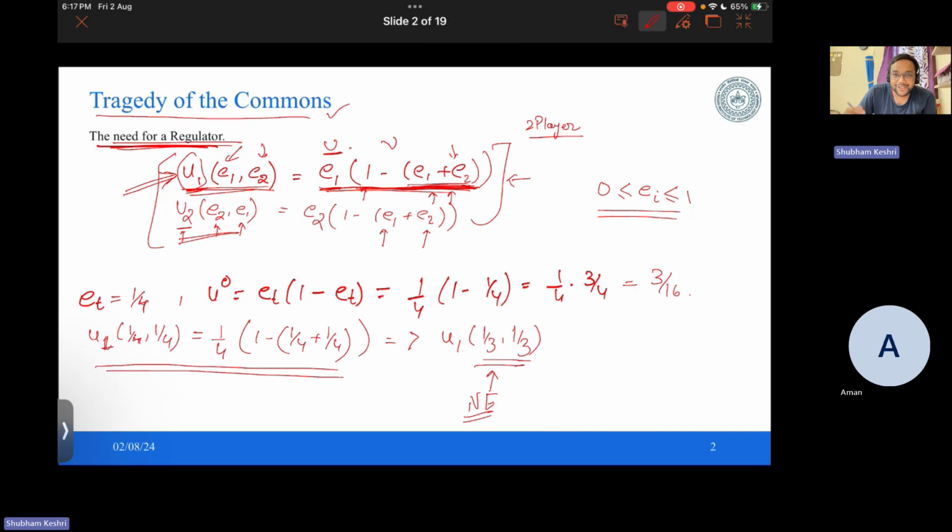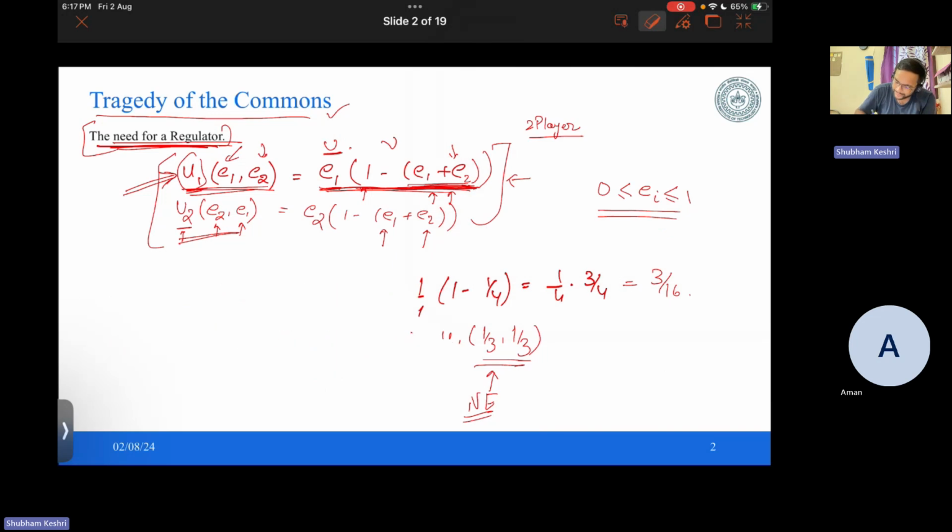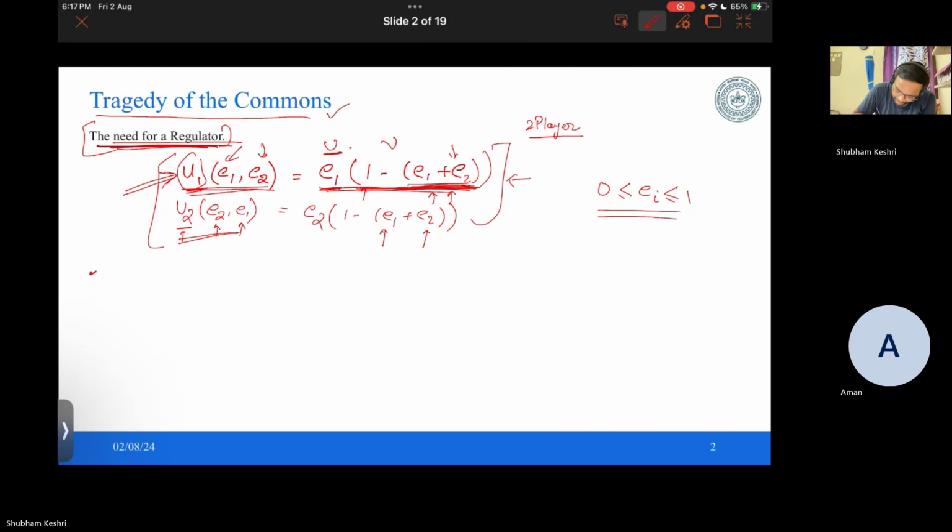Now, the additional part which I wanted to discuss over here is why is there a need of a regulator? Why is there a need of a regulator? So you see, I just erase some parts over here, and then we'll discuss. So you see, when we don't have a regulator, the Nash equilibrium is E1 star, comma E2 star, which is 1 by 3, comma 1 by 3.